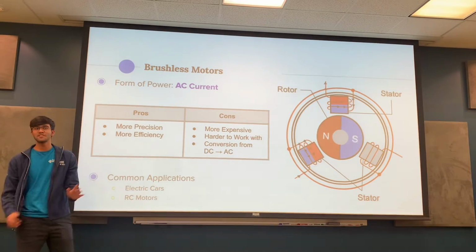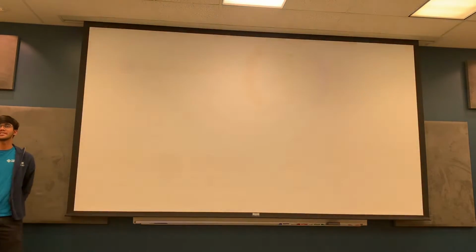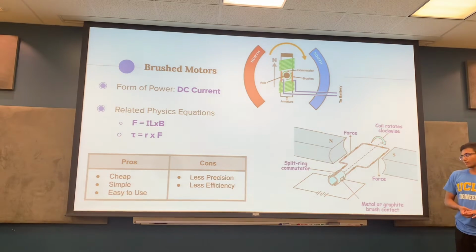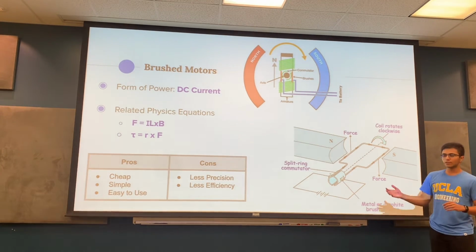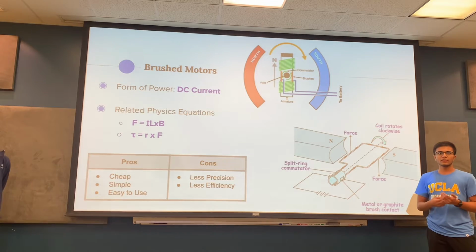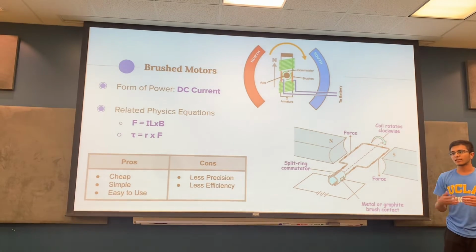You don't have to know too much about this because it isn't essential to Micromouse. We just thought we would go over the physics anyways. The second type of motors that we're going to be going over are brush motors. These are a lot simpler than brushless motors to understand and to use. Some of the pros are that they're really cheap, easy to use, and simple. Some of the cons are that they're significantly less precise and less efficient.